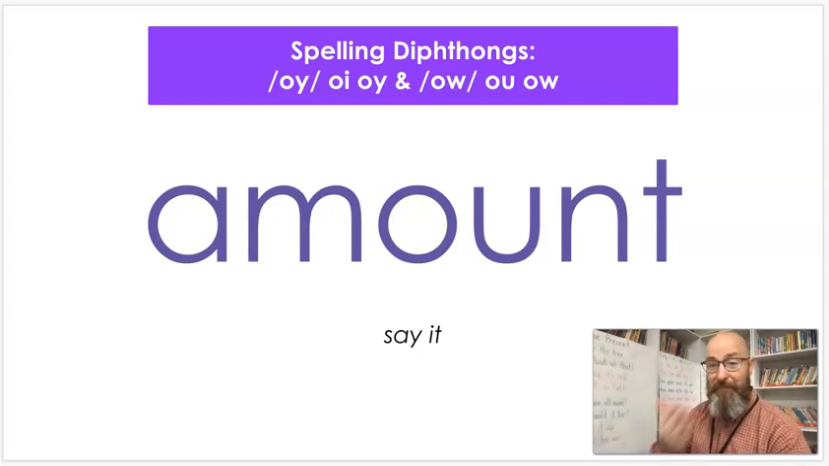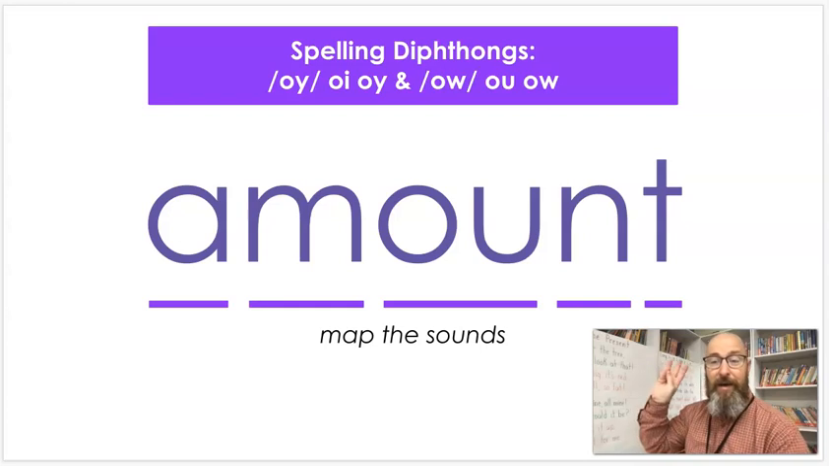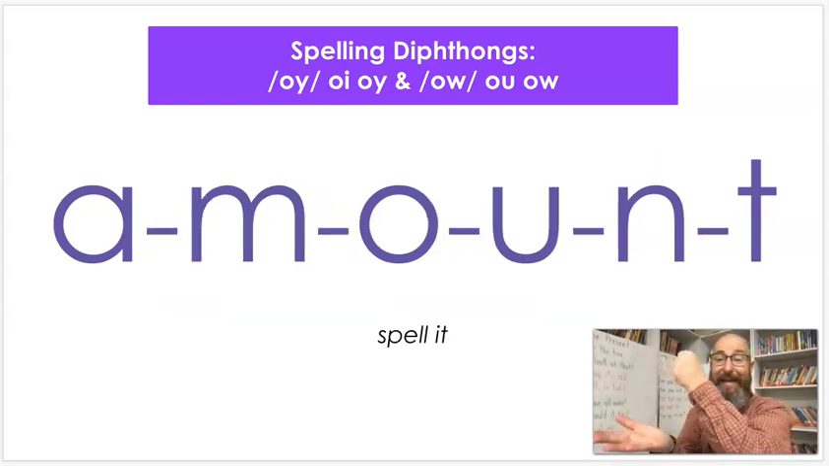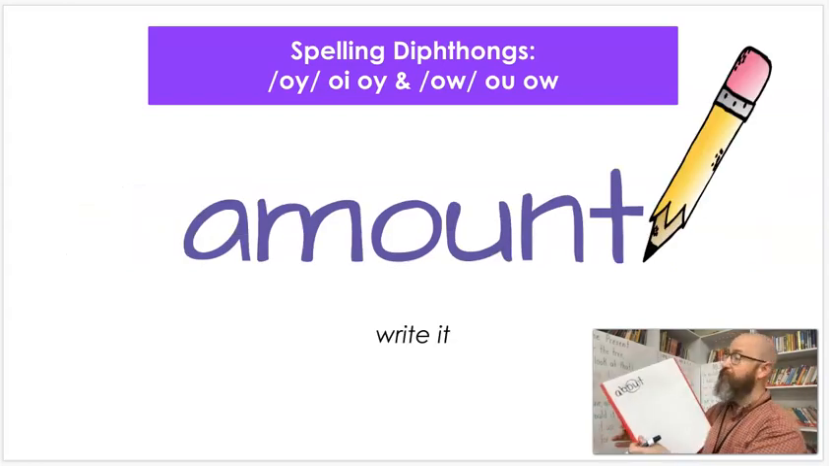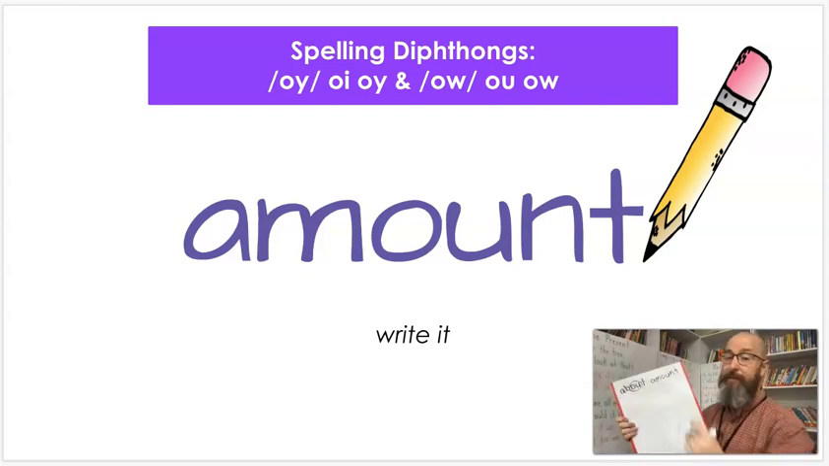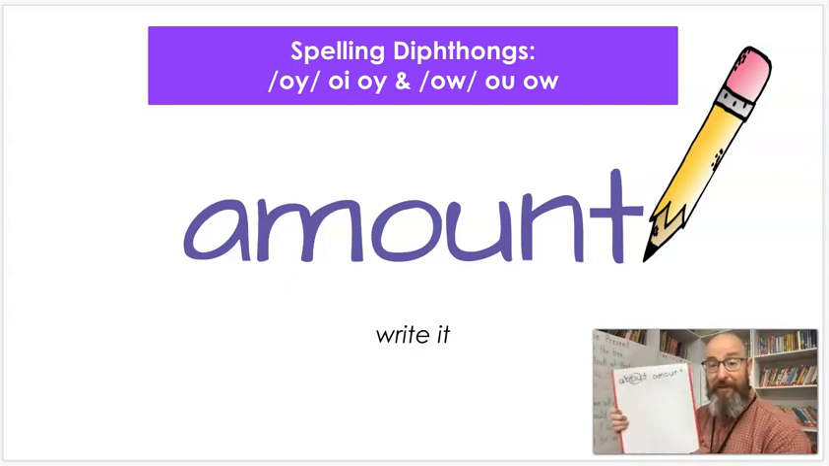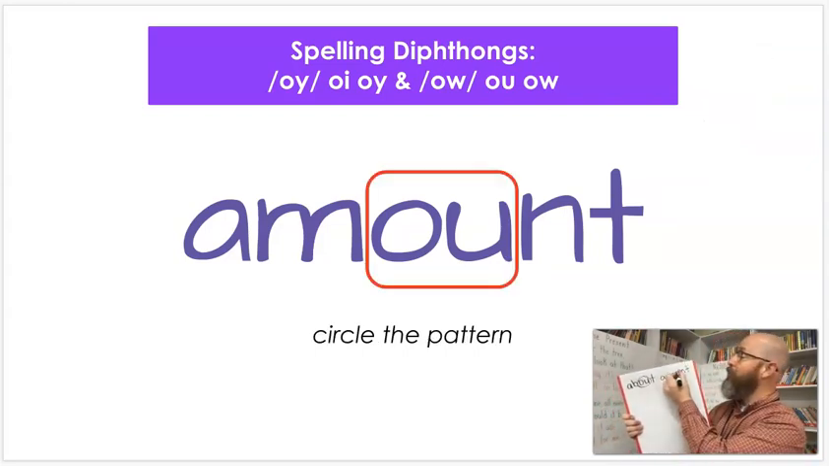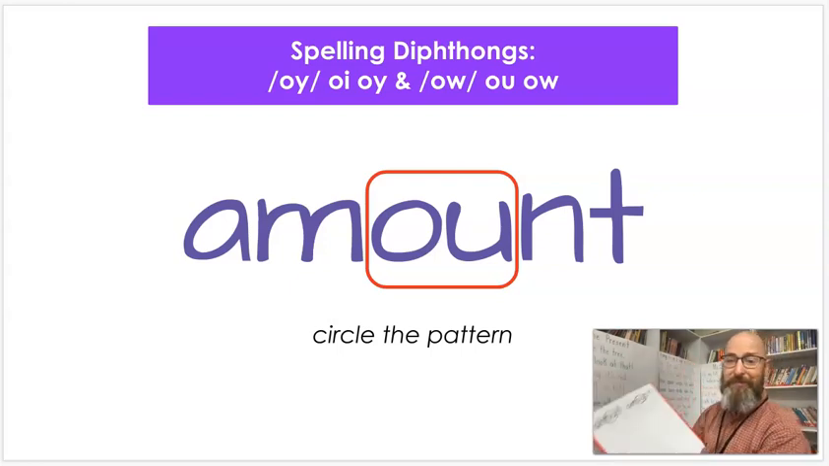All right, let's do it again. Amount. Map the sounds. Uh, m, ow, n, t. Amount. Smash it. A-M-O-U-N-T. Amount. Write it. A-M-O-U-N-T. And next we're going to circle the pattern. Do you know what letters say ow in that word? Hopefully you said O-U. We're going to circle that in our word.